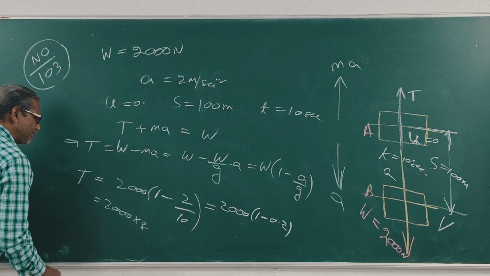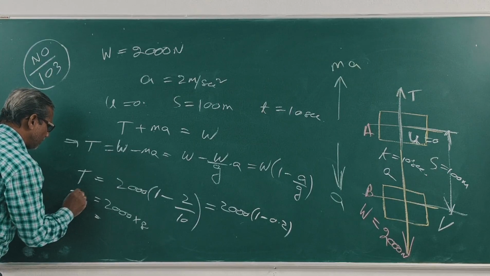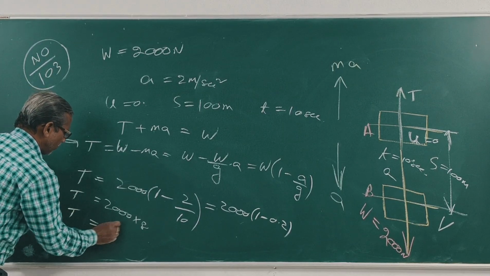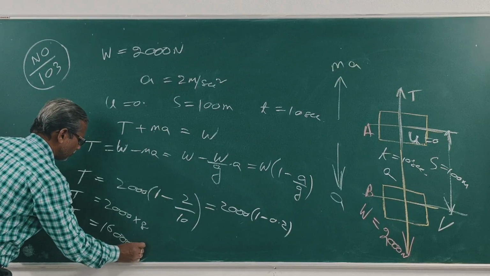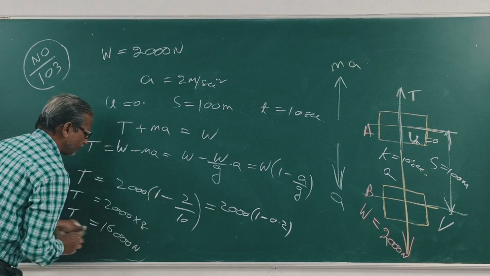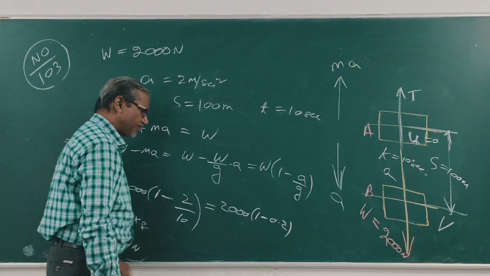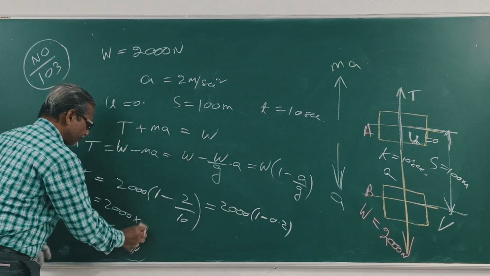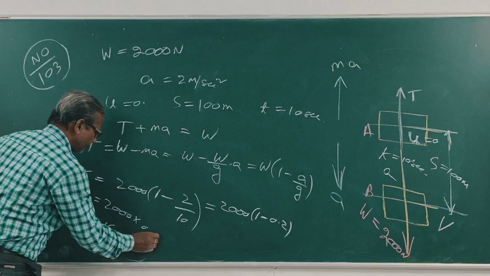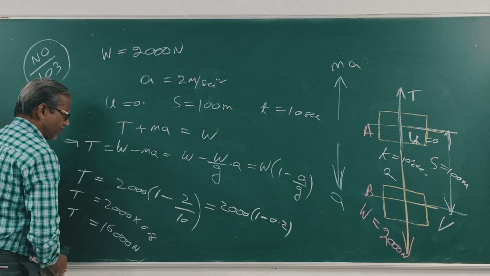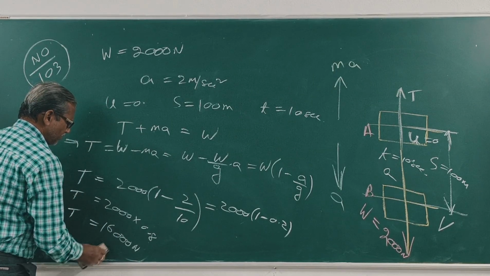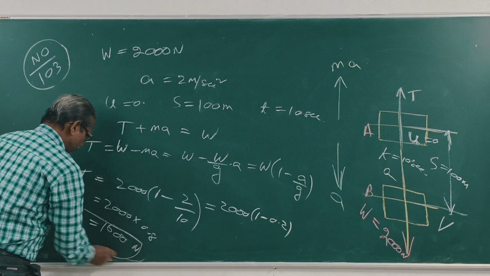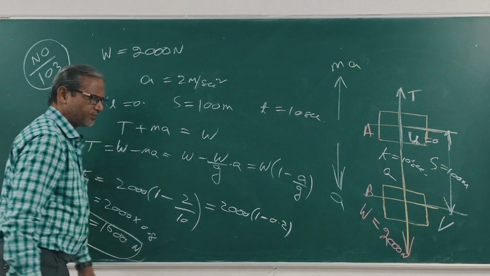So T is equal to 2000 into 0.8, that is 1600 Newton. T is equal to 1600 Newton. This is the answer. Clear?